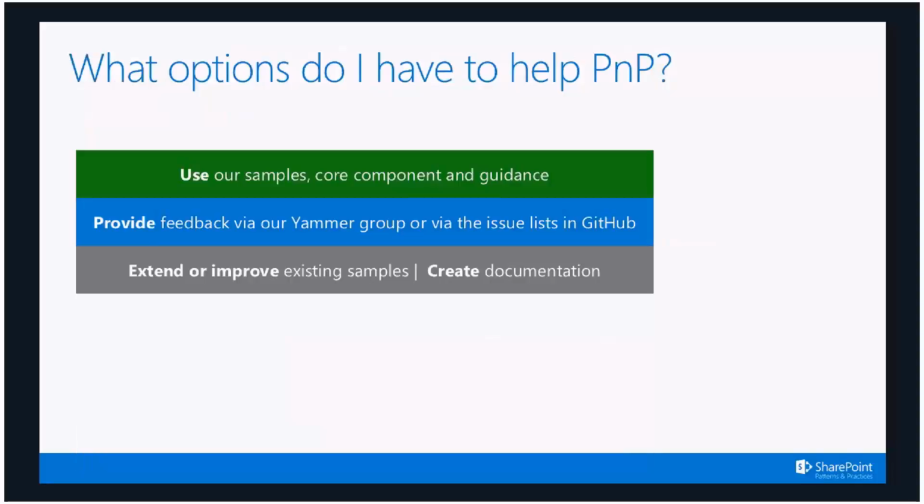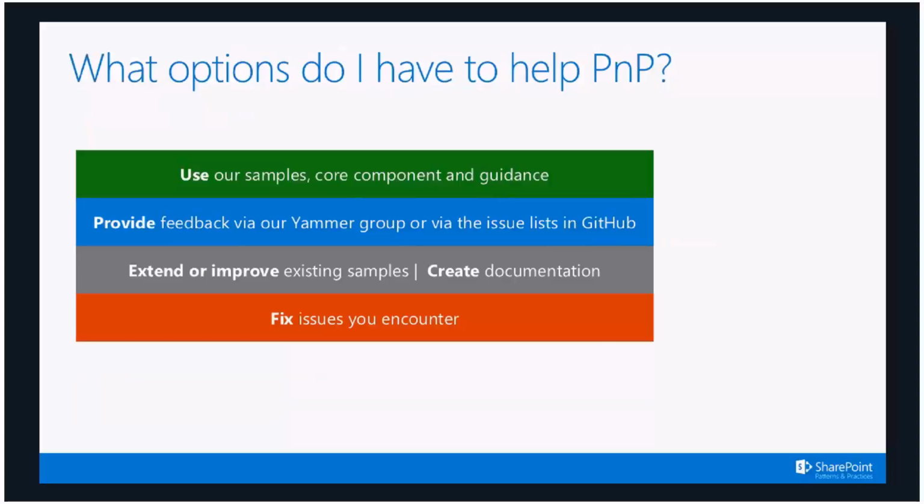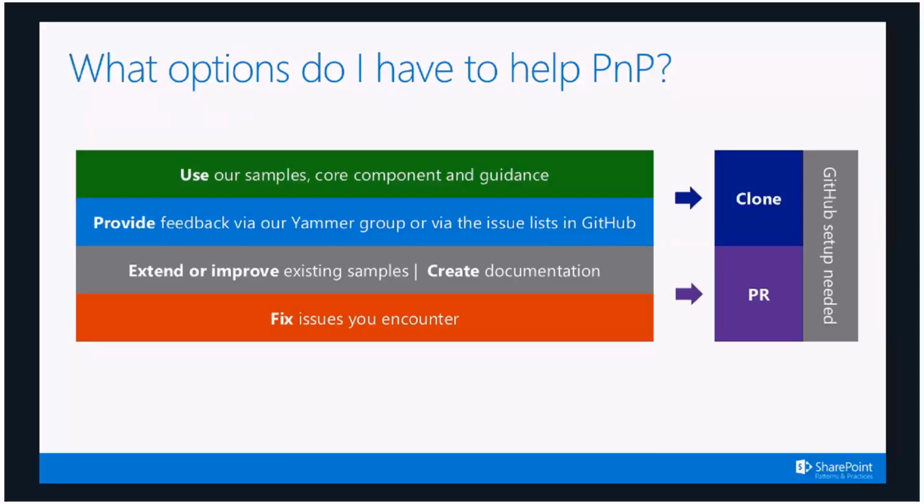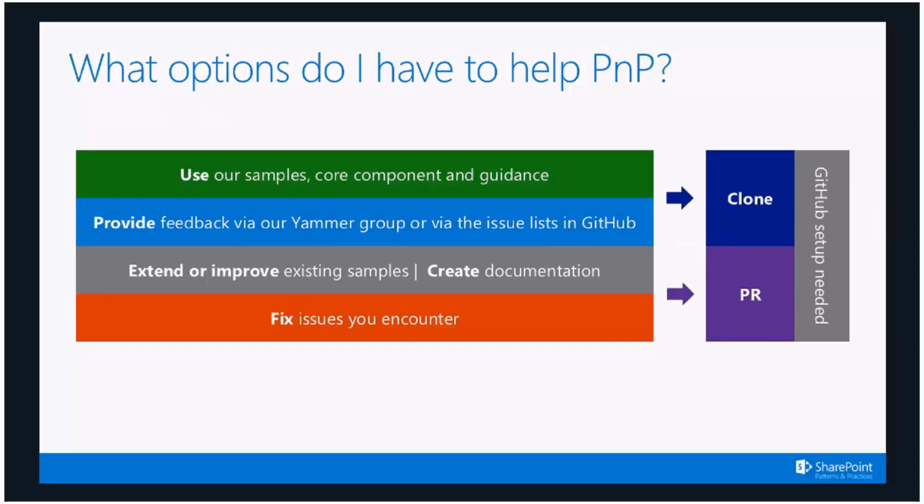You can extend or improve existing samples in the PnP repos. Quite soon we will also release the SharePoint Framework repositories under the SharePoint organization. So there will be SharePoint Framework samples for people to consume and also contribute back. If you find a bug, you can do a pull request and extend or improve an existing sample also in a SharePoint Framework site. Then you can fix issues you encounter and submit a pull request based on that. So that's kind of the thinking around the PnP initiative.